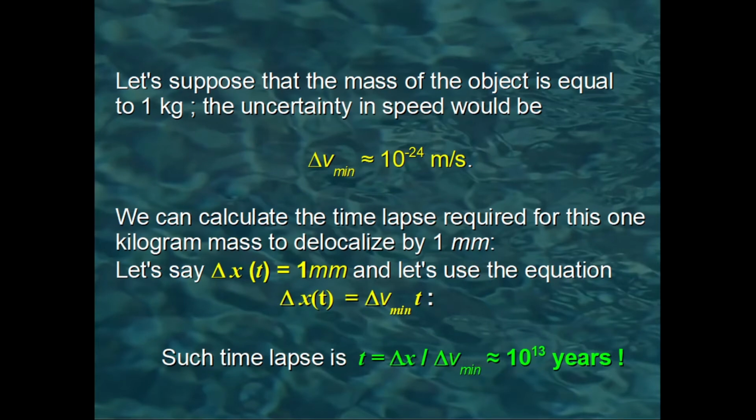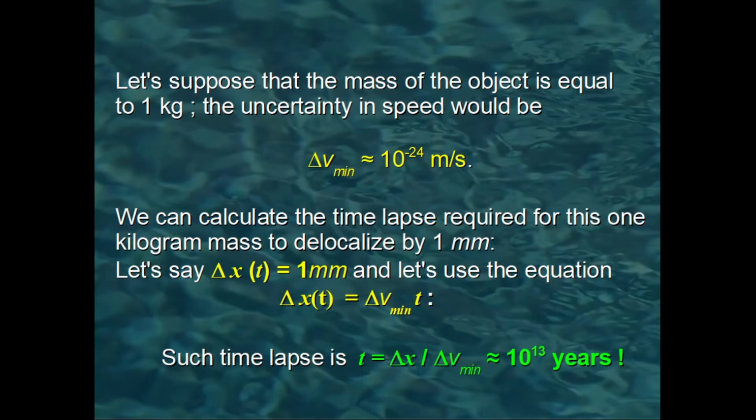Let's suppose that the mass of the object is equal to 1 kilogram. In this case, the uncertainty in its speed would be 10^-24 meters per second. From the equation of uniform motion, we can easily calculate the time lapse required for this 1 kilogram mass to delocalize by 1 millimeter. Solving the equation, we find that such time lapse is about 10^13 years. This time lapse is about 1,000 times larger than the age of the universe.